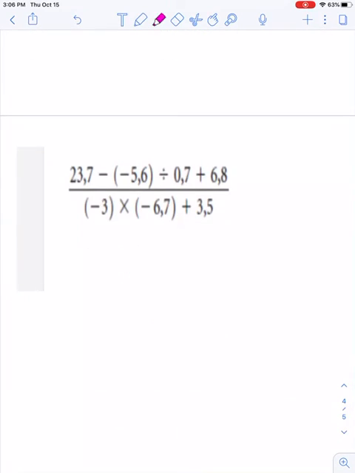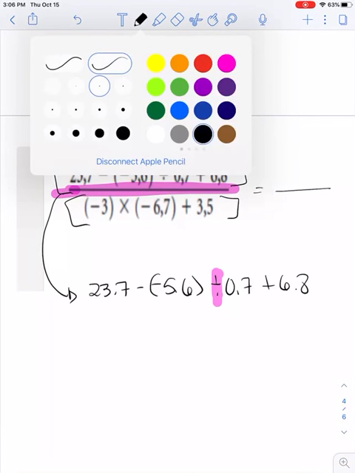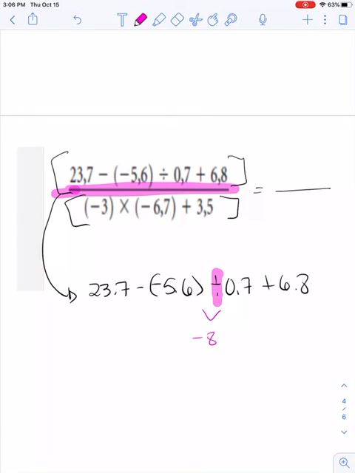Last example. This big line symbolizes a division, and when we see that, it's like we have imaginary big brackets for the top part and for the bottom part. So we're going to do the top part first. In that bracket, there's no exponents. We're looking for division. We have one right here. So we're going to be doing negative 5.6 divided by 0.7. That gives us negative 8. We rewrite the rest of the equation.